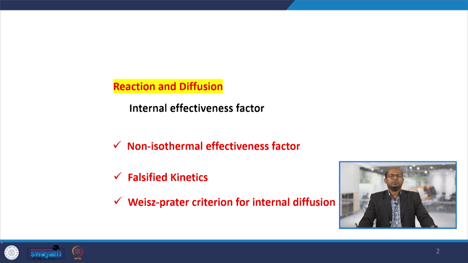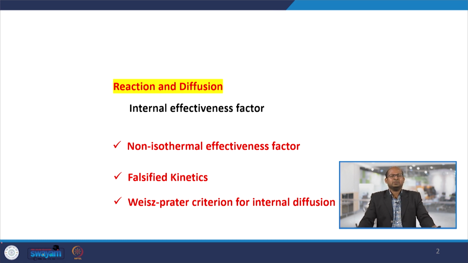and after that we discussed the internal effectiveness factor, that is eta. And now today we will discuss the non-isothermal effectiveness factors, falsified kinetics, Weisz-Prater criteria, Mears criteria, and one numerical example. So, effectiveness factors are very important.